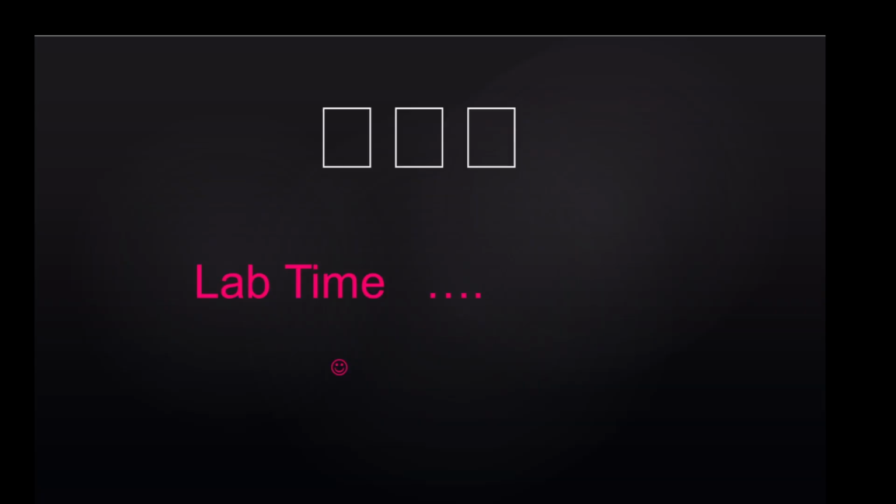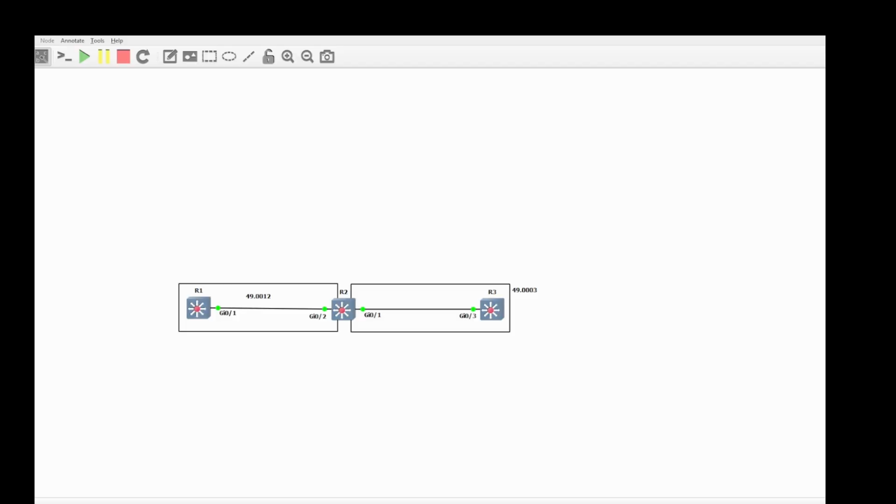So let's go over our lab, where we have a simple topology to demonstrate what we discussed today. We have three routers, R1, R2, and R3, with R1 and R2 in area 49.0012 and R3 configured to be in area 49.0003. I have configured the IPs on the routers to save some time, and then we will go over the IS-IS neighborship and check the packet captures.